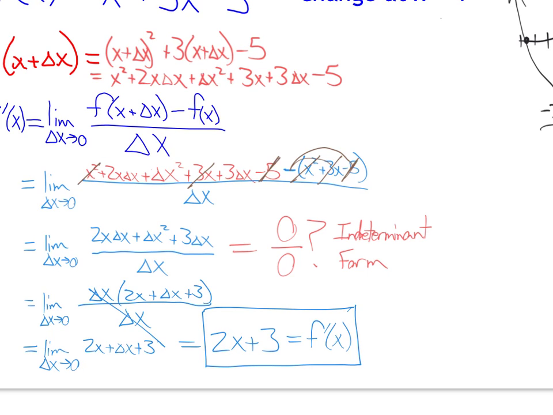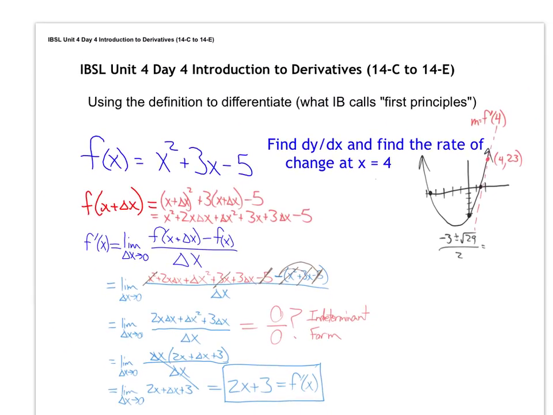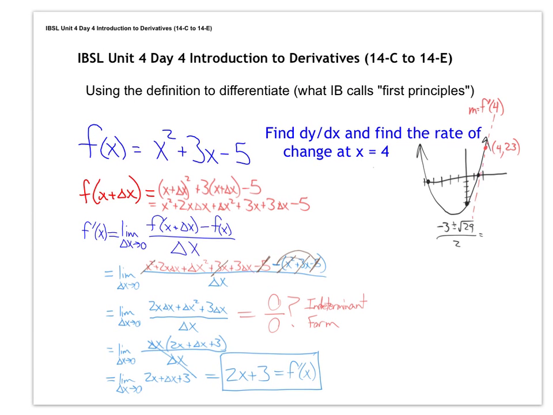Now, at this point, we can actually find what we were looking to find. What is the rate of change of our function when x equals 4? Oh, yeah, it's 11. Now we just have to do f prime of 4. So 2 times 4 plus 3 is 11. So that's the rate of change at that specific point.